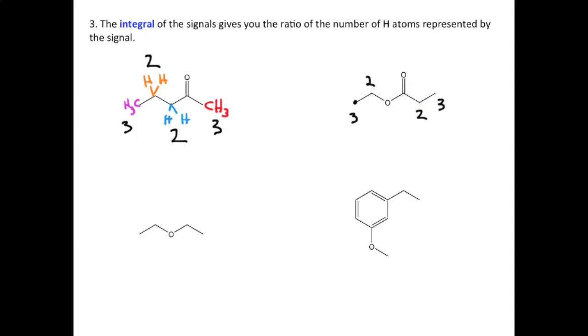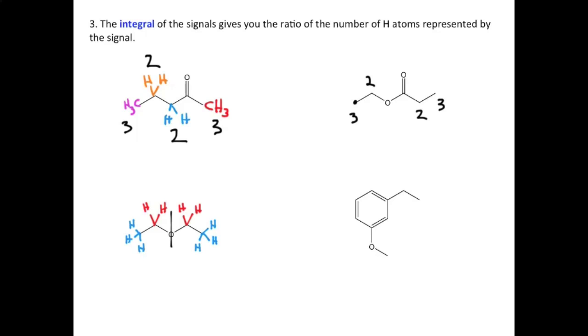Let's look at diethyl ether. If you remember, we already talked about the fact that this is symmetric. So we looked at this molecule, it was symmetric. So we said that there are only two signals shown, one in red and one in blue, and the left side exactly matches that of the right side. So we can draw that in.